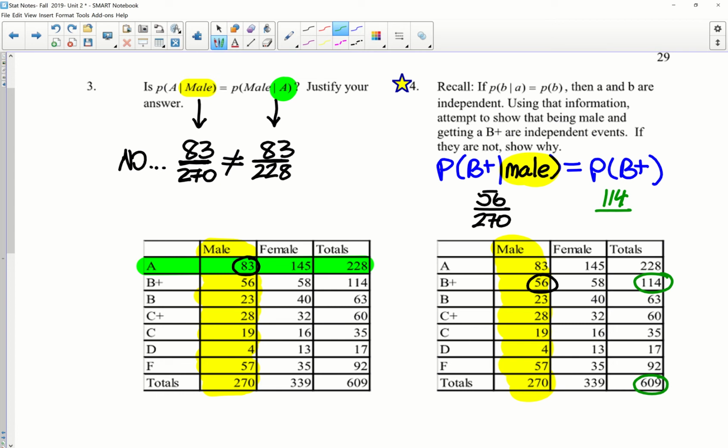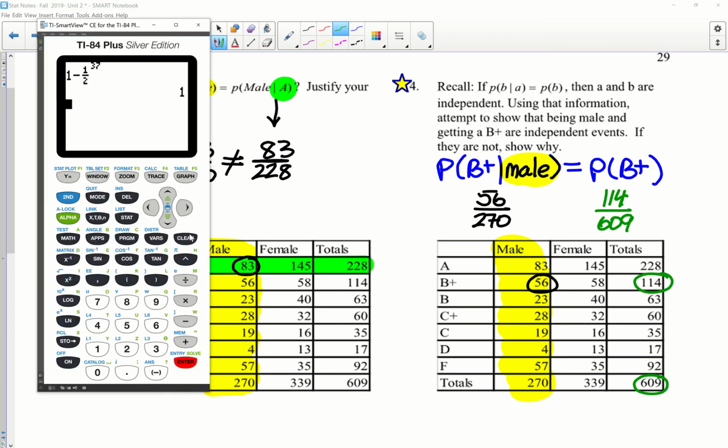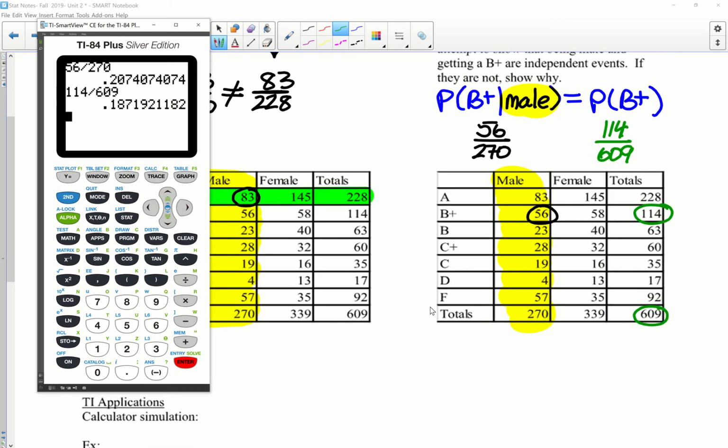Now remember before I said unsimplified fraction form is fine, but sometimes for your own purposes, just to get a sense of the situation, you may want to pop it in the calculator. I think this is one of those situations. 56 out of 270. I have no idea what that's going to be as a percent. I can't even conceptualize. We're looking at about 21%. All right. 114 out of 609. About 19%. All right. So we're in the neighborhood.